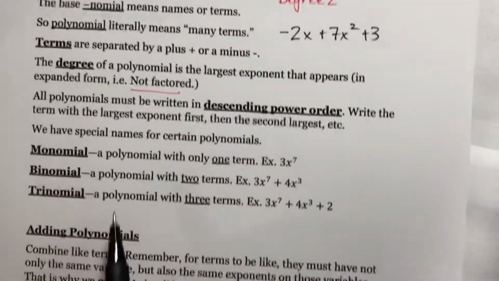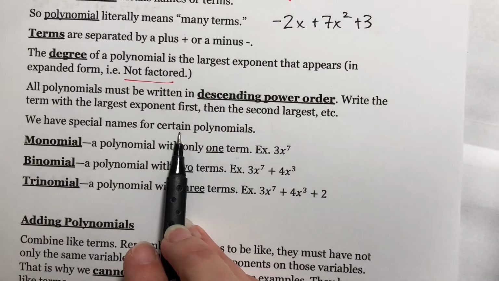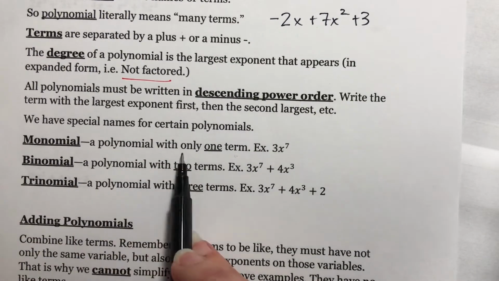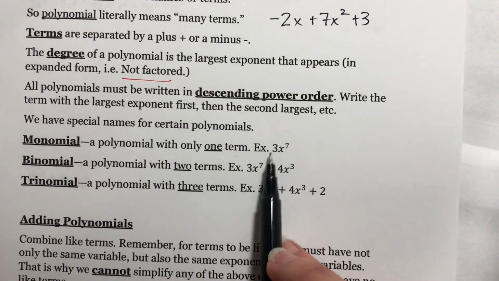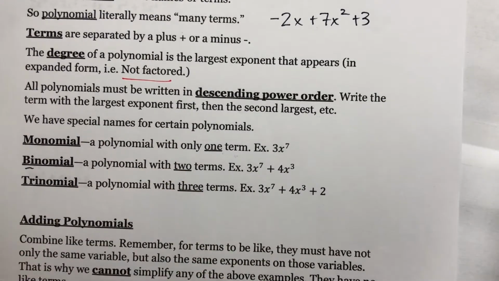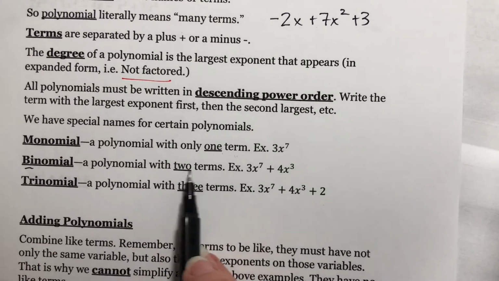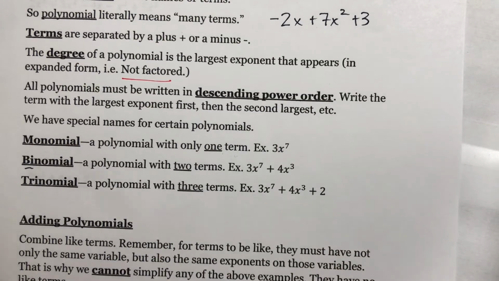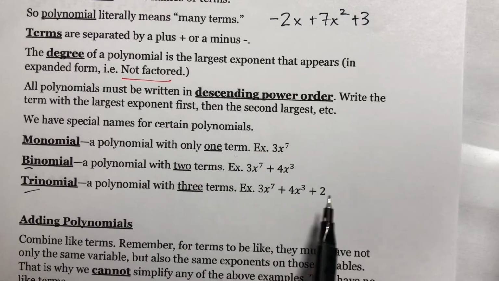We have special names for certain polynomials. A monomial, mono means one, is a polynomial with only one term, for example 3x to the 7th. A binomial, and bi means 2, is a polynomial with two terms, so 3x to the 7th plus 4x cubed. A trinomial is a polynomial with three terms, tri meaning 3. So an example would be 3x to the 7th plus 4x cubed plus 2.